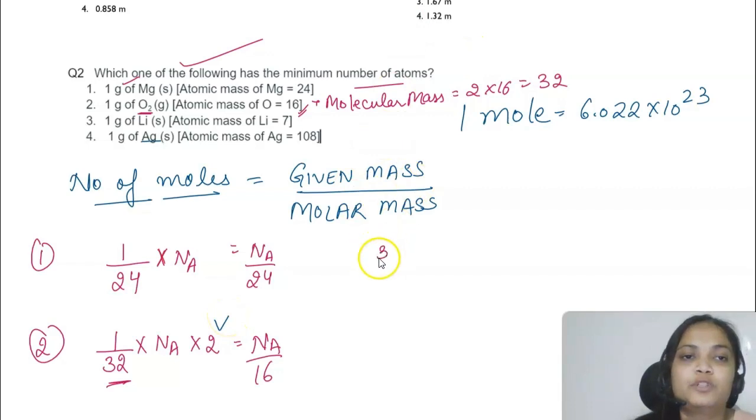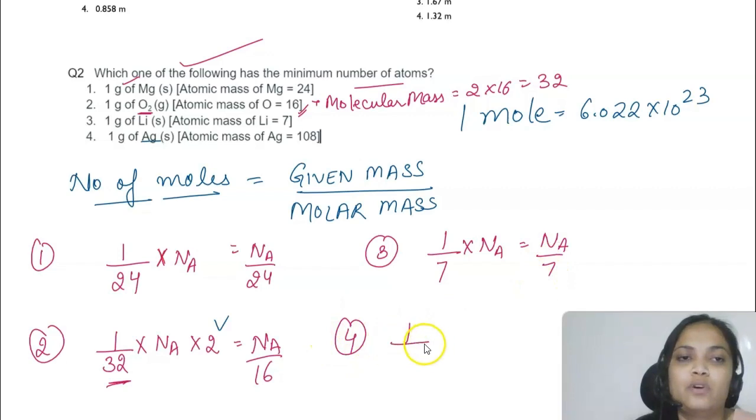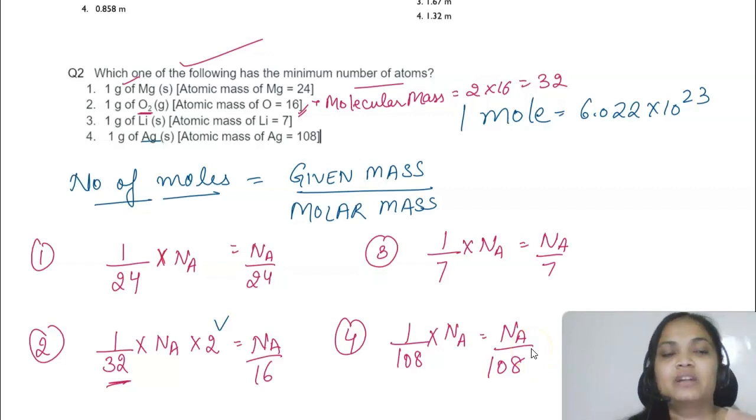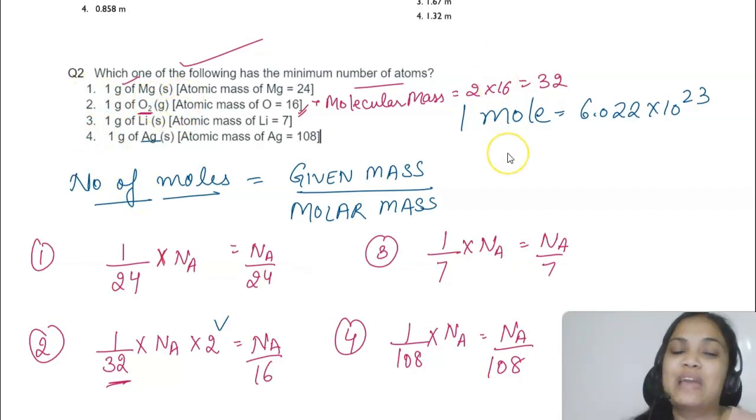Now for the third option, I have 1 gram of lithium, which is very easy, 1 upon 7 into Na. So it's Na upon 7. Then the fourth one is 1 upon 108 into Na. Now this is not difficult to solve because the amount given is 1 gram only. So we don't have to do any calculation. They can give you different amounts also if they want to make it more complicated, if they want you to calculate. But in this case, no need to calculate.